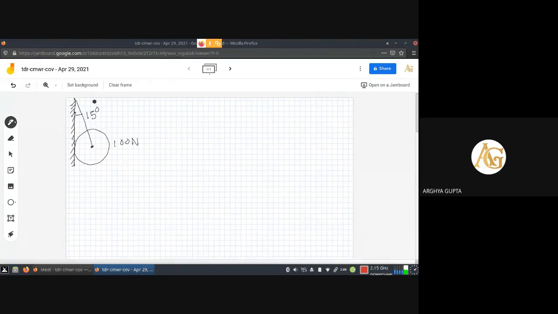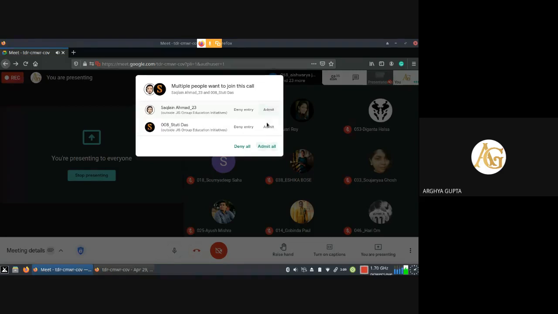100 Newton is tied to a smooth wall by a string. Find the tension and the reaction from the wall. So we need to find the tension and reaction from the wall.